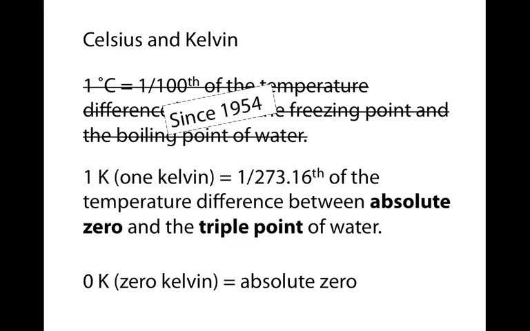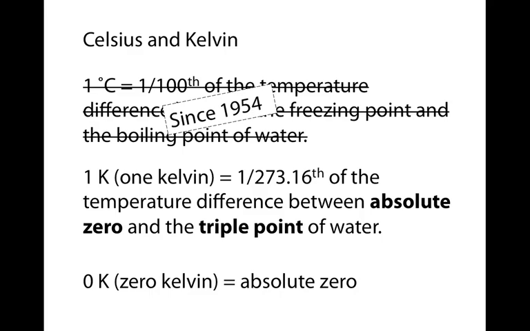Except that's not true, not since 1954. Since 1954, we've actually operated on a different temperature scale, namely the Kelvin. And 1 Kelvin is 1/273.16th of the temperature difference between absolute 0 and the triple point of water. Now, absolute 0 is the coldest temperature you can get. We'll look at that more later, and it's equivalent to minus 273.16 degrees C. So that's the 0 point. You can't get any colder than that, so Kelvin starts at 0.